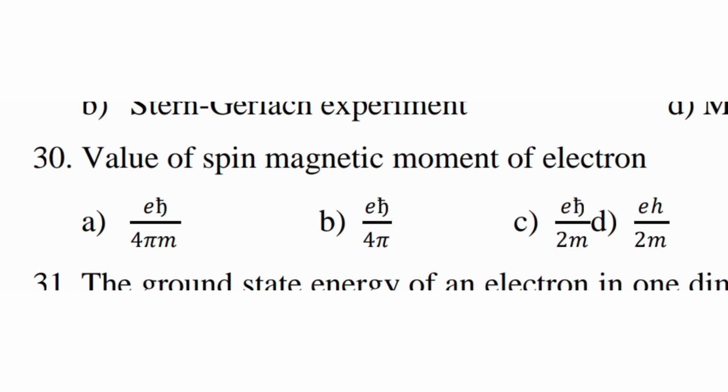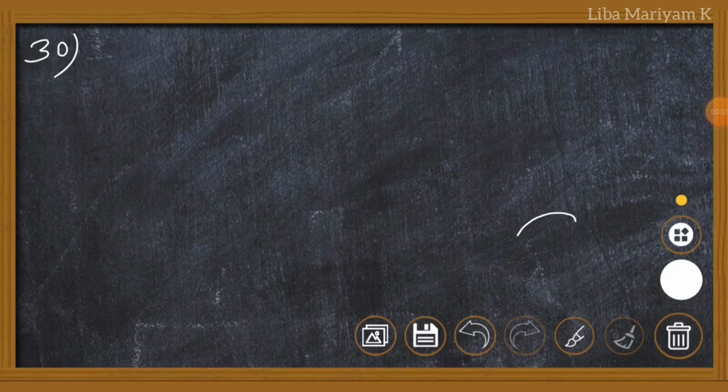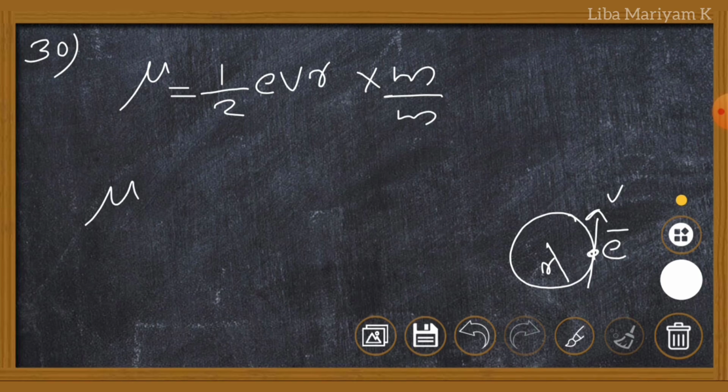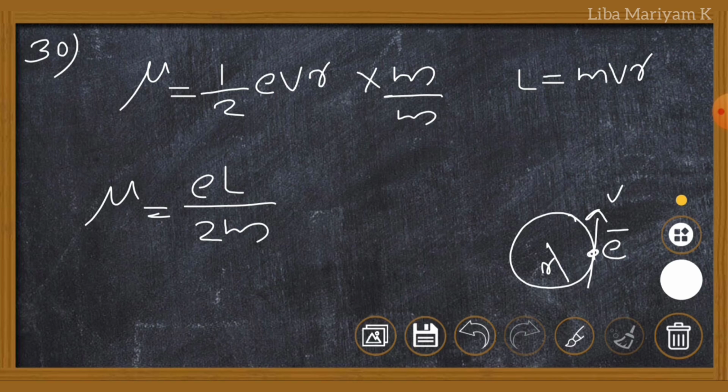Question number 13. Value of spin magnetic moment of electron. Consider an electron revolving around a nucleus of radius r with velocity v. The magnetic dipole moment of the revolving electron is given by mu equal to half evr. Multiplying by m, we will get mu equal to eL by 2m, where L is angular momentum which is equal to mvr, and m is the mass of the electron me.